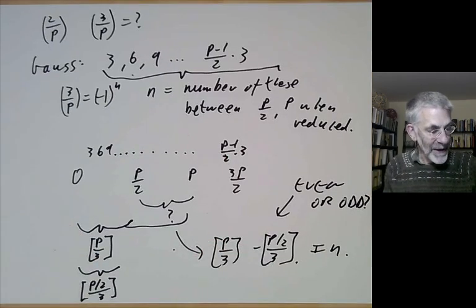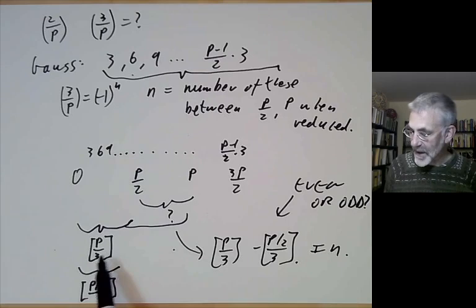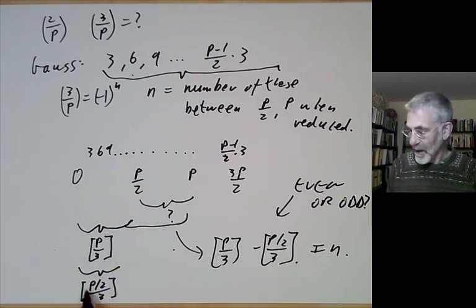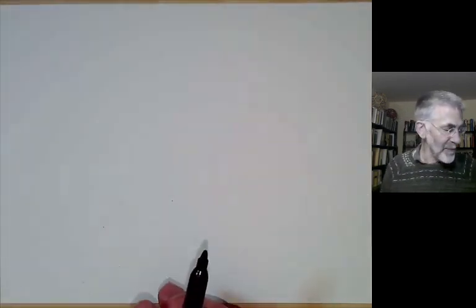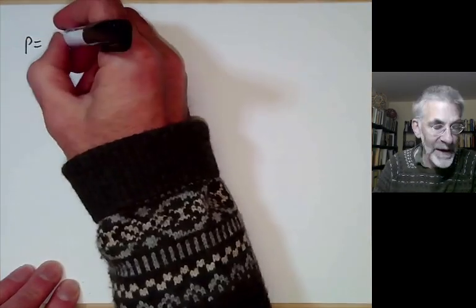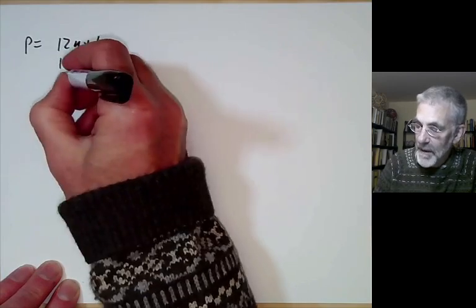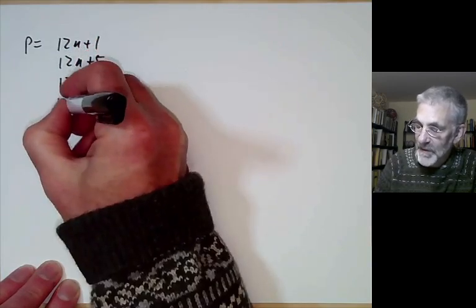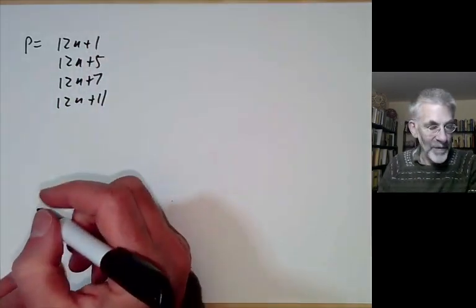Now, in order to work out whether that's even or odd, what we need to do is to work out what p is modulo... well, here we're dividing p by 6, so to work out whether the remainder is even or odd, we need to know what p is modulo 12. So let's just work it all out. We can have p equal to 12n plus 1, 12n plus 5, 12n plus 7, or 12n plus 11, because any prime that's not 2 or 3 must be of one of these forms.